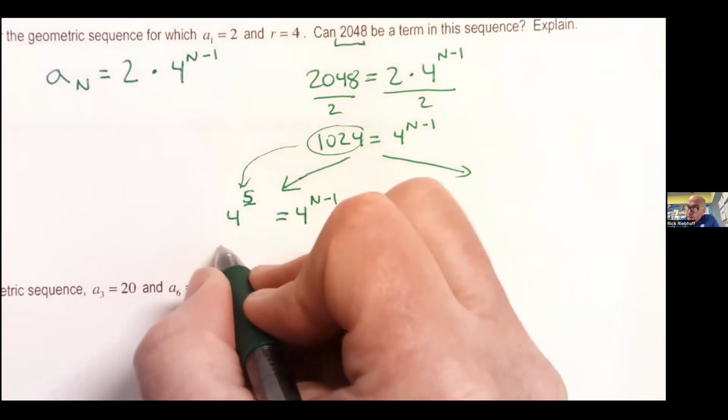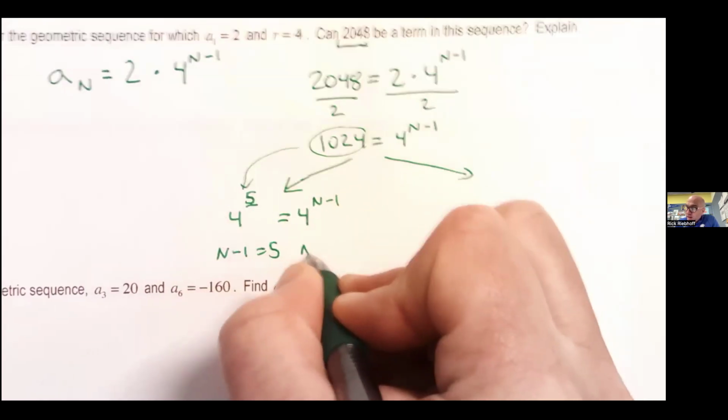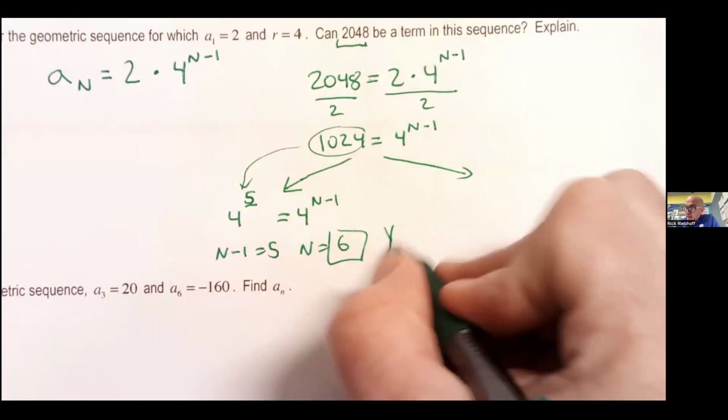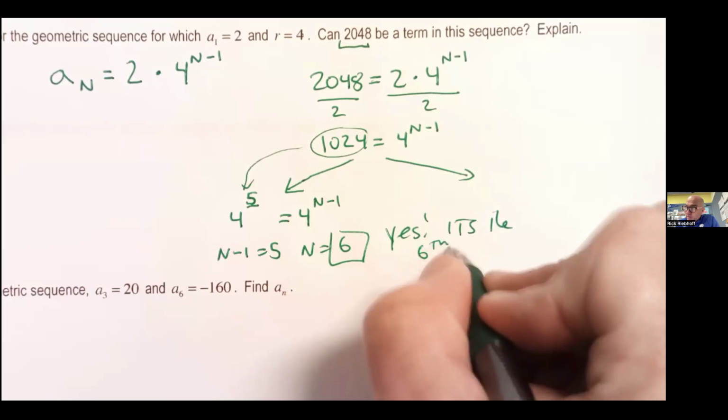All right. So if this is true, then n minus 1 has to equal 5. So n has to be 6. So is this a term? Yes, it's the sixth term.